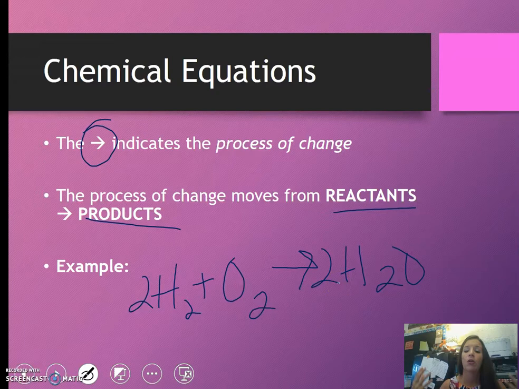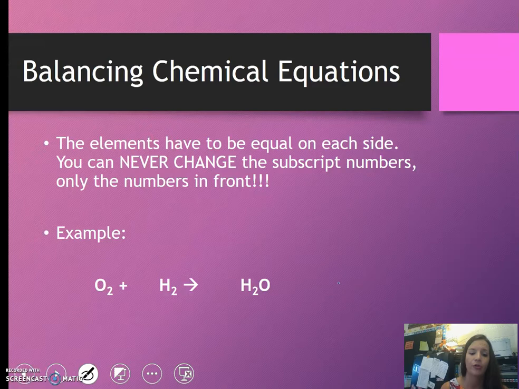So now let's work on balancing them out. This is the one I just did, to show you what to do. This little number here is what's there. You can never change it. You can only change the numbers that are in front.